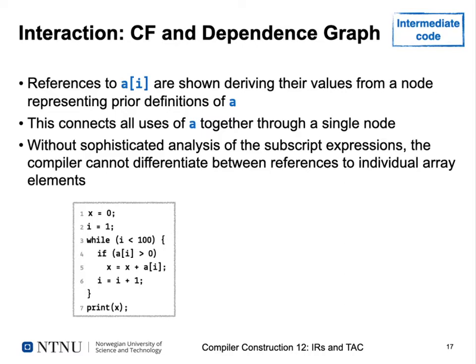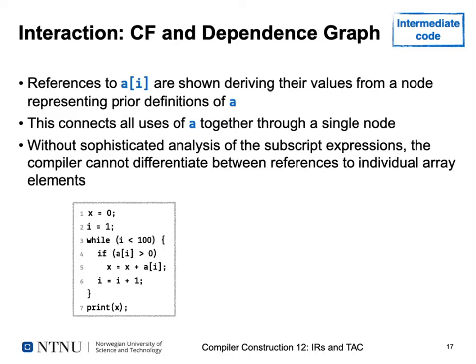Now, without any sophisticated analysis of these subscript expressions here, the compiler cannot actually differentiate between references to individual array elements. So if we have something like A of I, an array element that's accessed, we need to be able to reason about the value of I here to actually figure out if there's a data flow between this array element or if it was just an access to a different array element here.